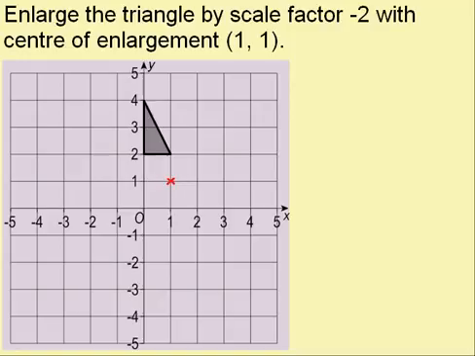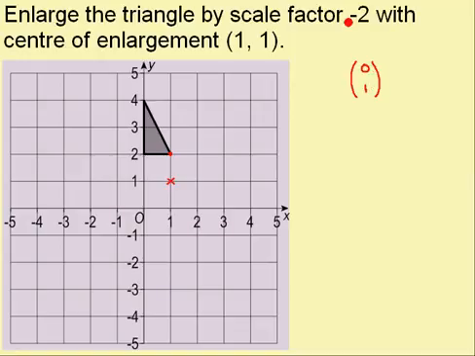Now what I need to do is choose a corner of my triangle. I'm going to pick this one here, and I need to write a column vector to get from the centre of enlargement to that corner. So I can see that I don't go across at all, I just go up 1. So the column vector is (0, 1). Remember, the top number means left and right, the bottom number means up and down.